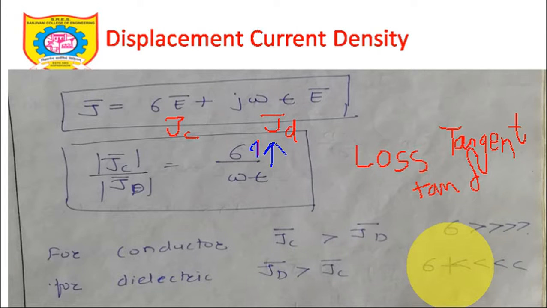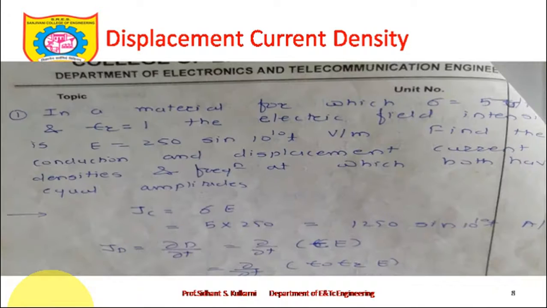This loss tangent concept is very useful if you wish to appear for a competitive examination; definitely this question will be asked. The loss tangent tan delta gives us an indication about how lossy the dielectric is. So if we are talking about a dielectric, tan delta should be almost equal to 0, or it should have a very small value. Let's proceed further.